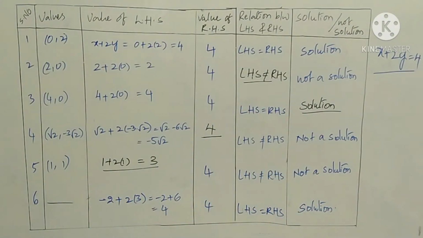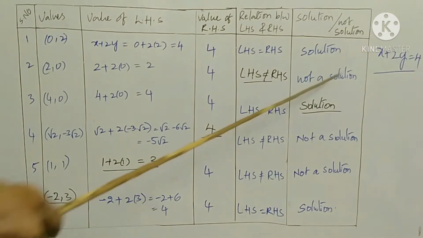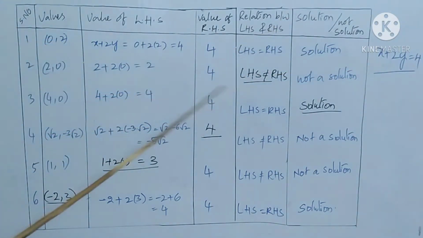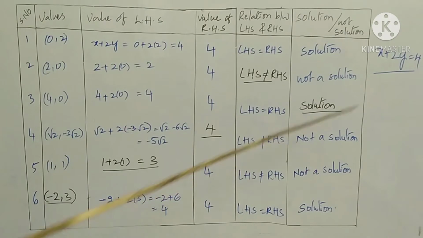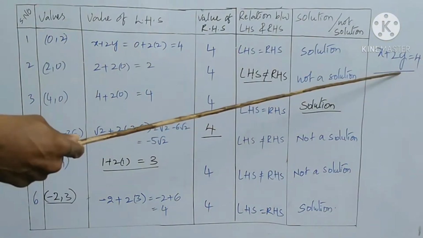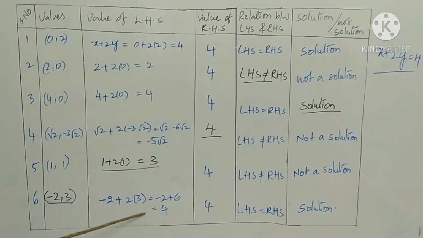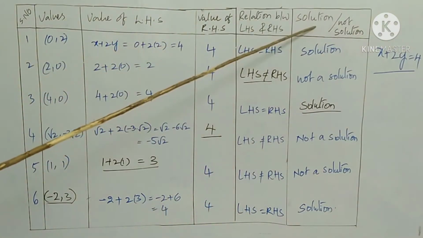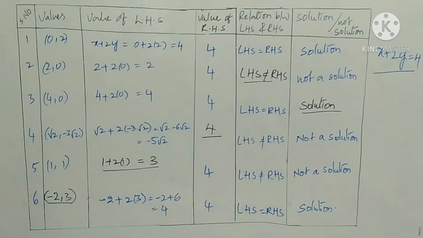This is the sixth one, (minus 2, 3). So here substitute minus 2 instead of x and 3 instead of y in the given linear equation. So here minus 2 plus 2 into y, 2 into 3, is equal to minus 2 plus 2 threes are 6, minus 2 plus 6. The result is 4. So here the RHS value in the given equation is 4. So both values are equal. Here LHS is equal to RHS. So the result is, it is a solution.